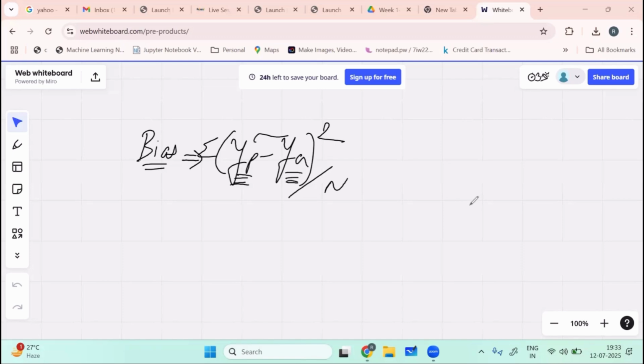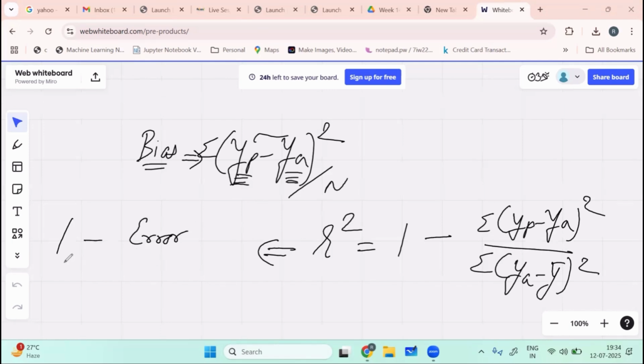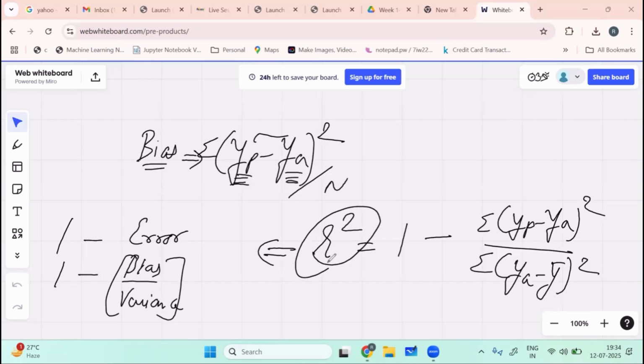And now if you see the formula of R square, I said that it is 1 minus summation of Y predict minus Y actual, divided by summation of Y actual minus Y average, the whole square. So in short, R square is nothing else, it's 1 minus error. And what is that error? Bias divided by variance error. Isn't it? So this is the R square we studied last time. This portion is bias. This portion is variance.